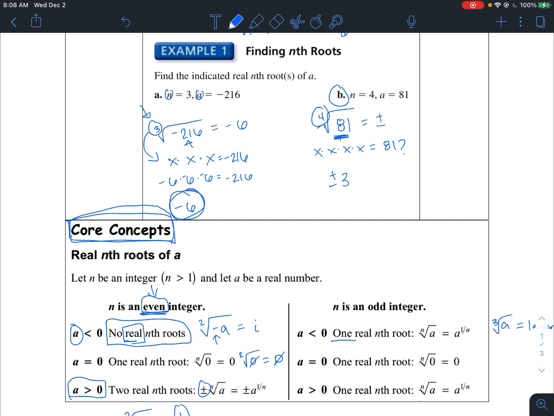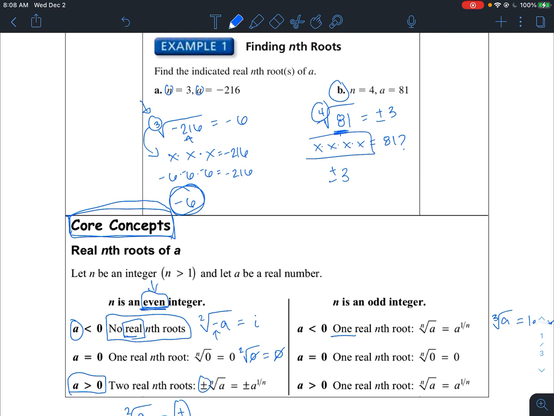Plus or minus 3. Because even if we have negative 3, so we could do negative 3 times negative 3 times negative 3 times negative 3, that's still going to be positive 81. But over here, the only way to get a negative 216 is if you multiply the negative 6 by itself an odd amount of times.